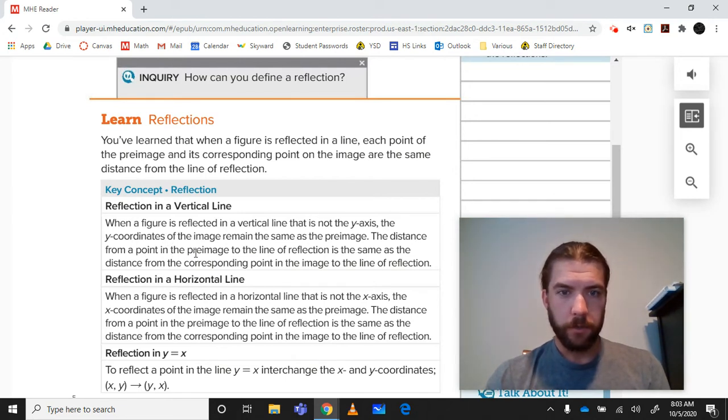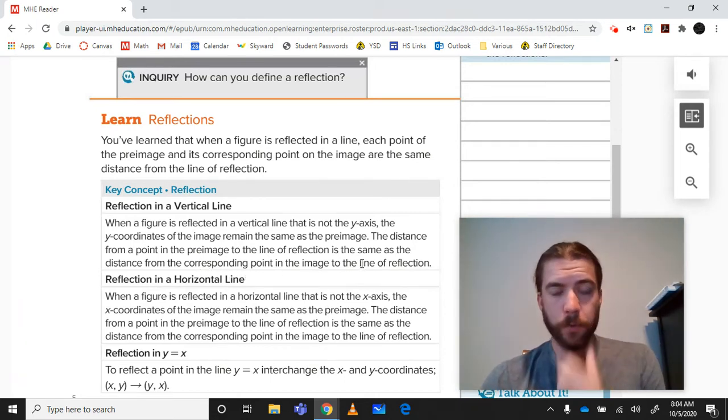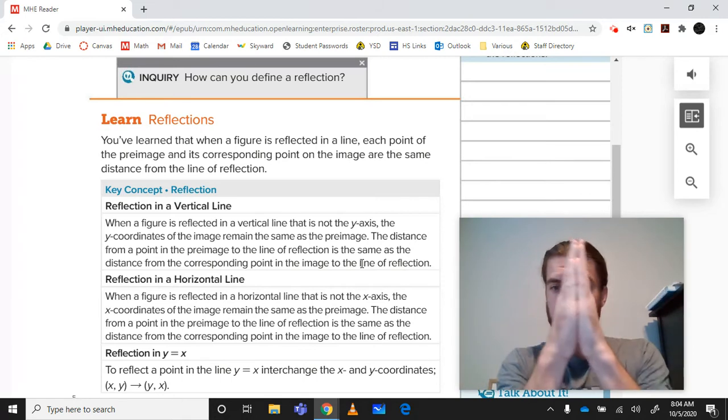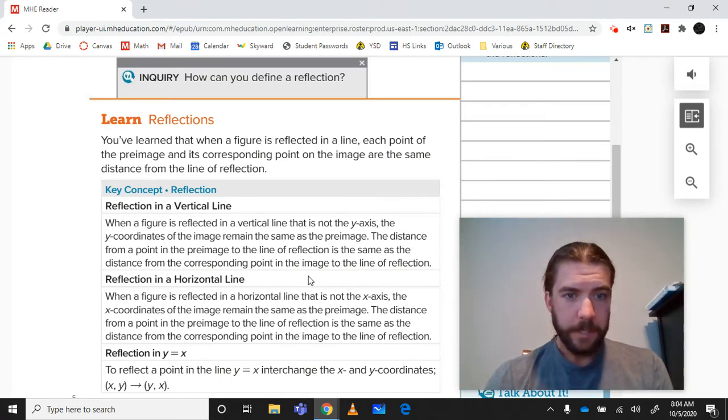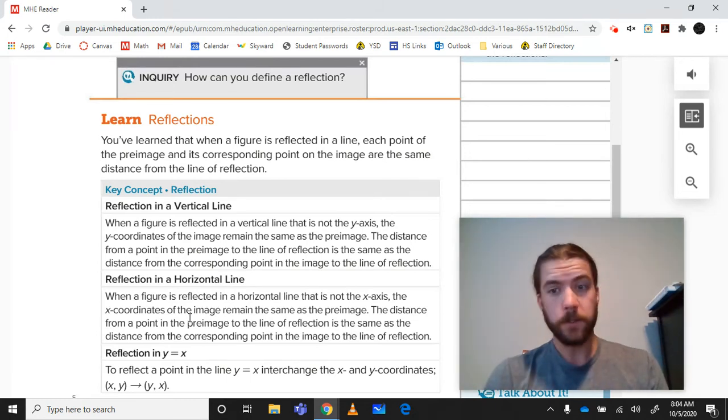The distance from a point in the pre-image to the line of reflection is the same as the distance from the corresponding point in the image to the line of reflection. Same thing we just said before. Those 2 images are the same distance away from that mirror. When a figure is reflected in a horizontal line that is not the x-axis, the x-coordinates of the image remain the same as the pre-image. The distance from a point in the pre-image is the same, still saying the same thing.